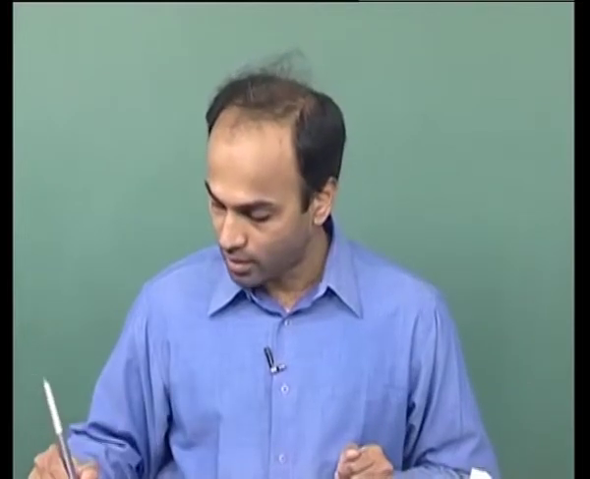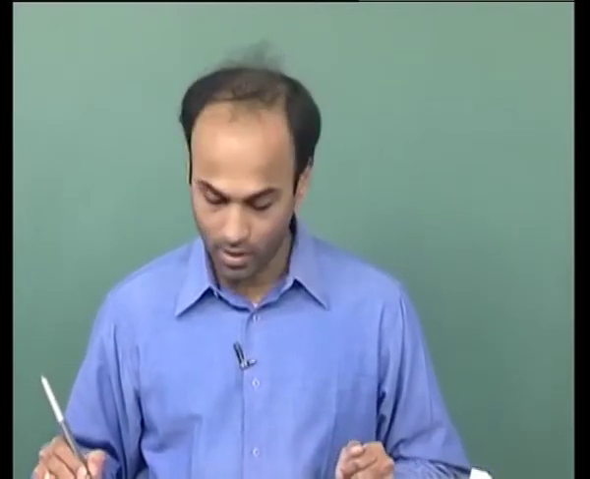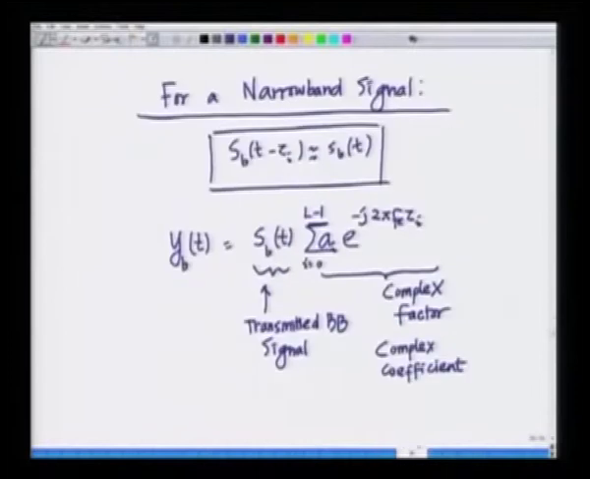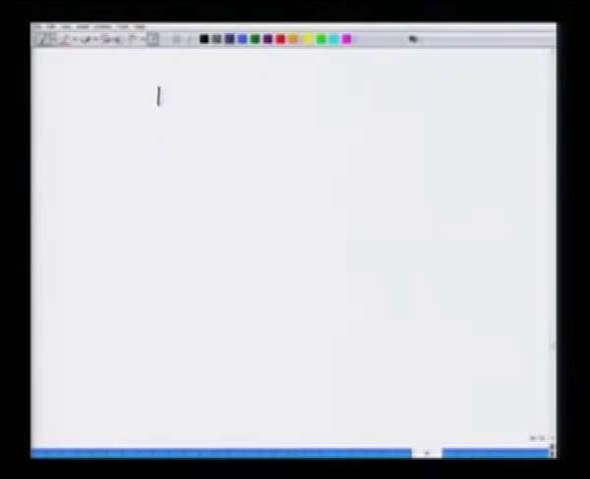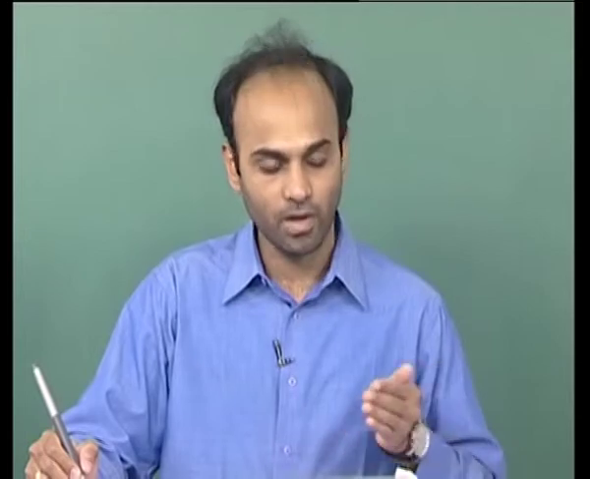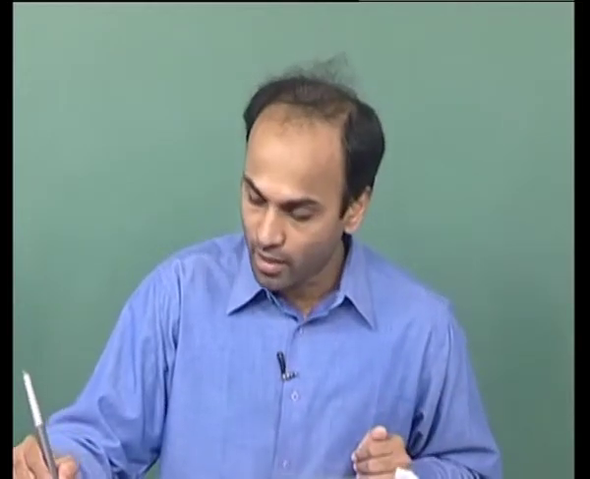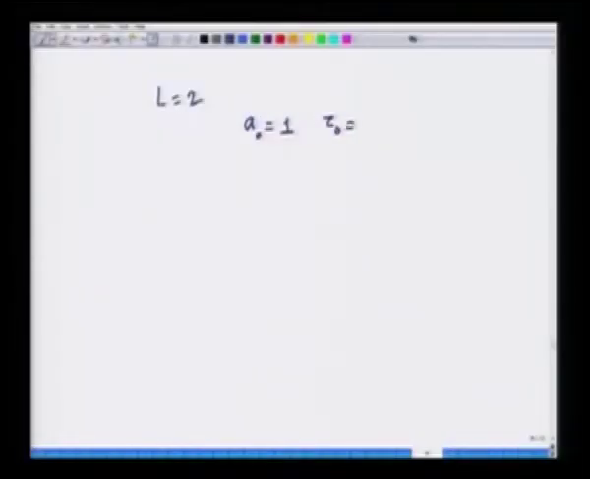For instance, let me give you an example. Let me take an example over here. Let me consider a case of L equals 2 paths, and let me consider the attenuation of the first path is 1, that is there is no attenuation, the magnitude of the input is the magnitude of the output, and the delay is also 0, that is tau 0 equals 0.